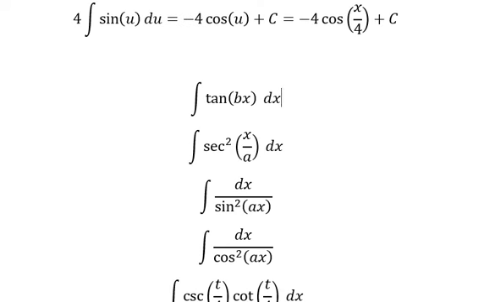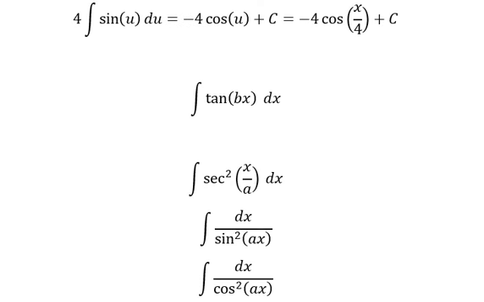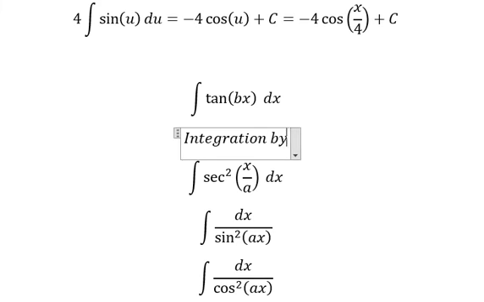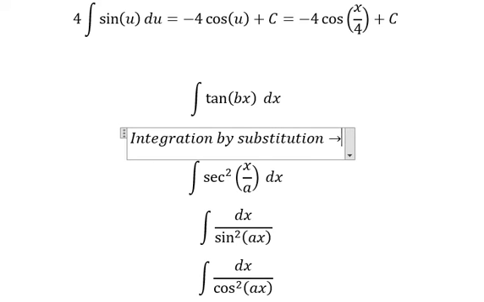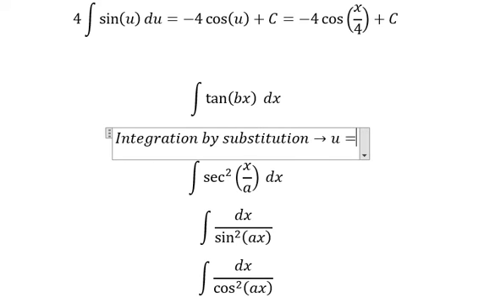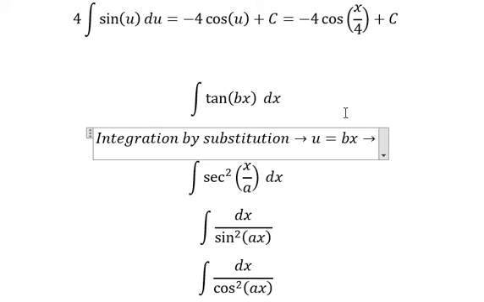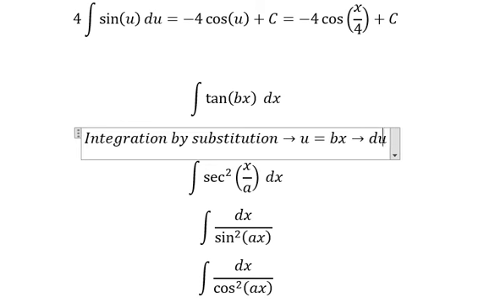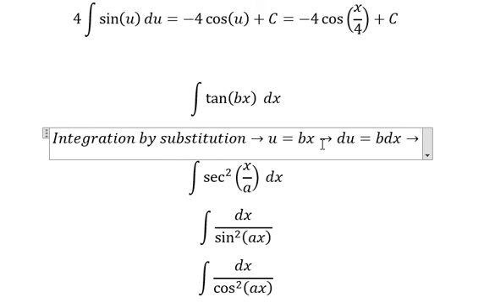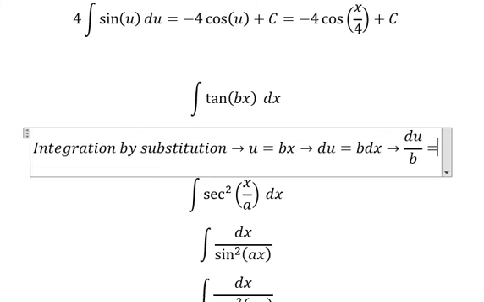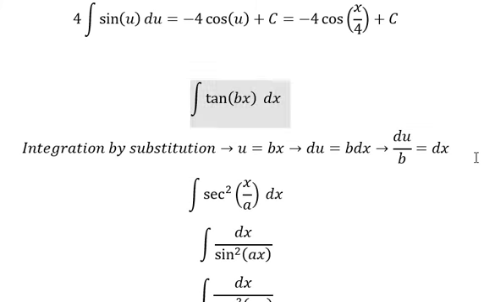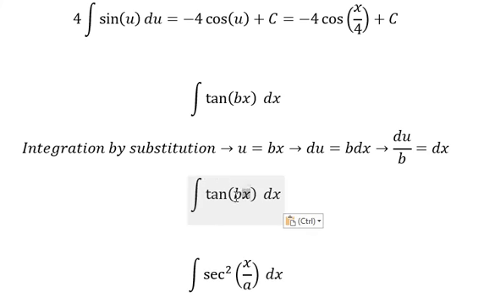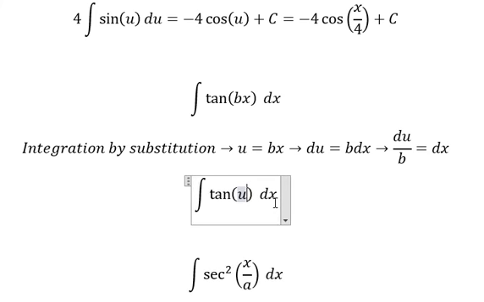Next, we need to use integration by substitution. So I will put u equals bx. So we first take the derivative of both sides. Because we don't have b next to the x, we divide both sides by b. This one we change for u. The dx we change for du over b.